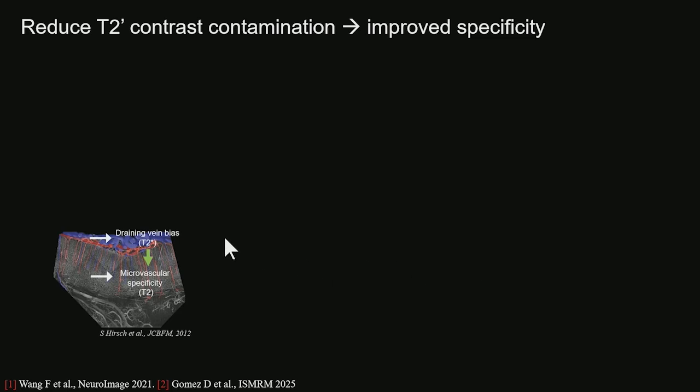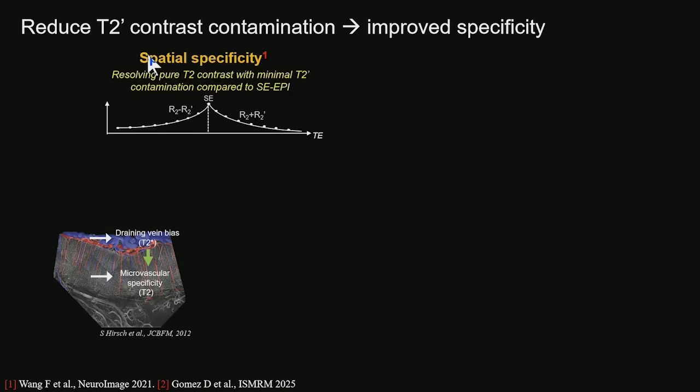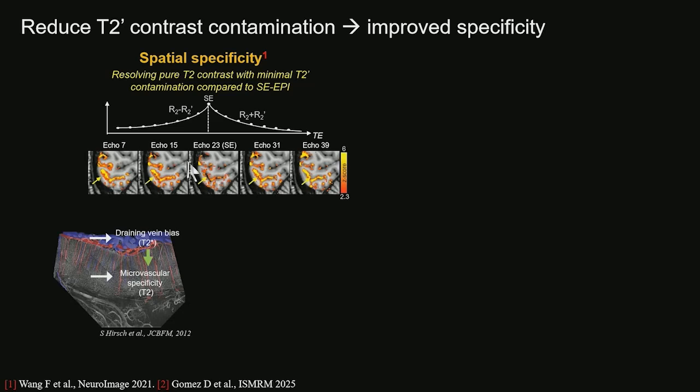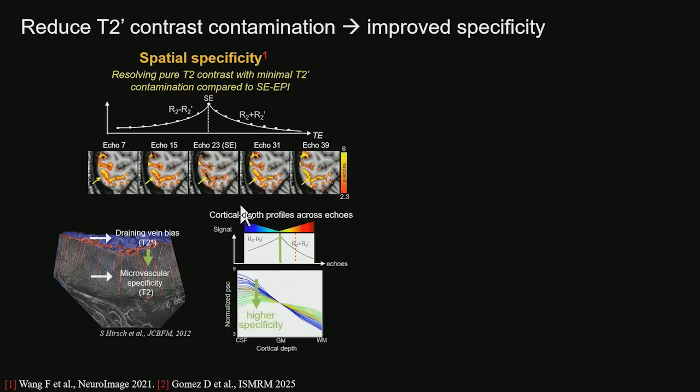And looking at layer fMRI, one of the important things is getting rid of the draining vein bias introduced by the T2 prime contamination, and being able to potentially see more microvascular specificity, for example, in the T2 BOLD. EPTI, by resolving the echoes across the readout, can get rid of the R2 prime contamination within the spin-echo EPI readout, and resolve pure spin echo with minimal T2 prime contamination, as you can see here with the better spatial specificity.